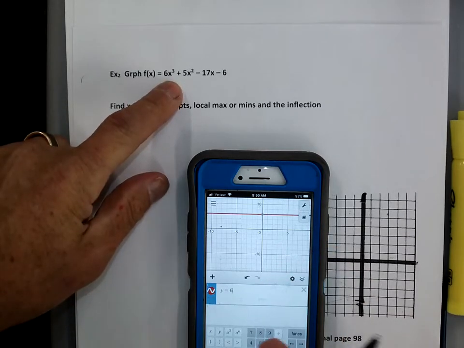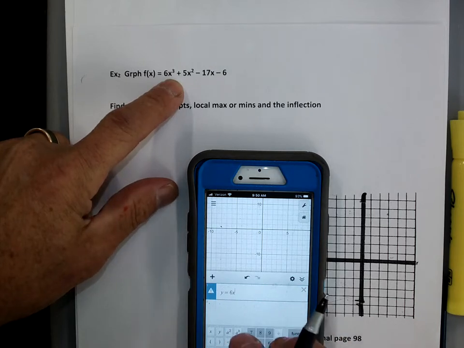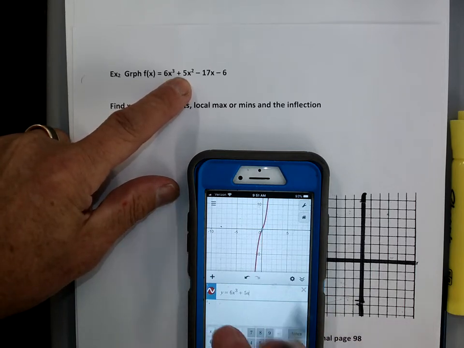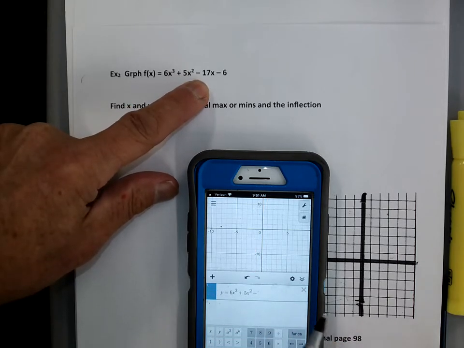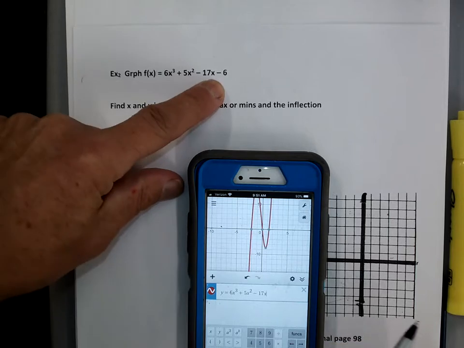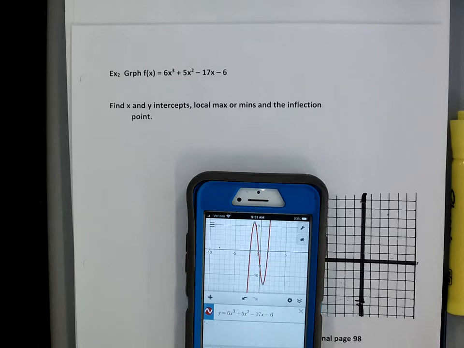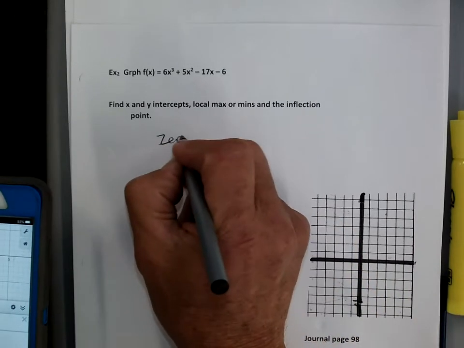So 6x, and hopefully I won't make a dumb mistake, cubed plus 5x squared subtract 17x subtract 6, and there it is. So zeros, let's see, let's just tap on them. There's 1 zero and 1 zero, so zeros.